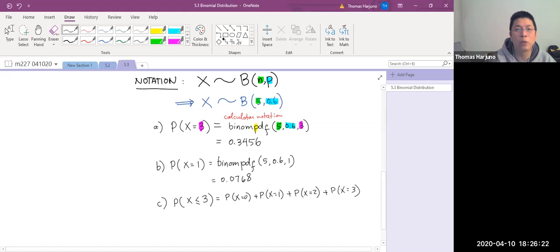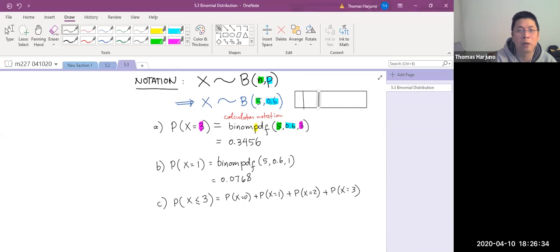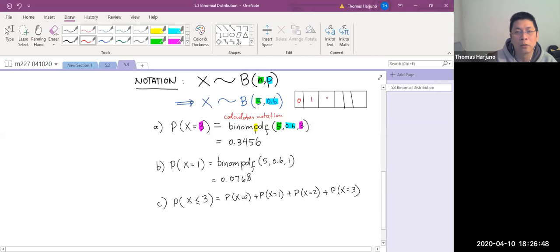Now, notice that we have 5 trials. Therefore, we should have 6 possible outcomes. Sorry, my boxes look so ugly here. Those possible outcomes are 0, 1, 2, 3, 4, 5.